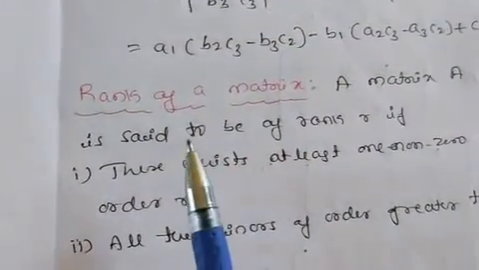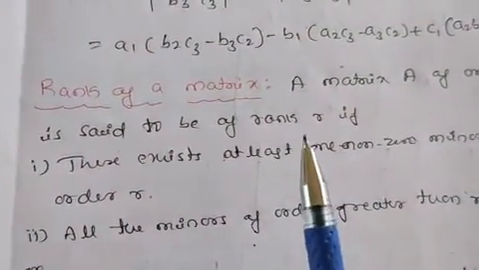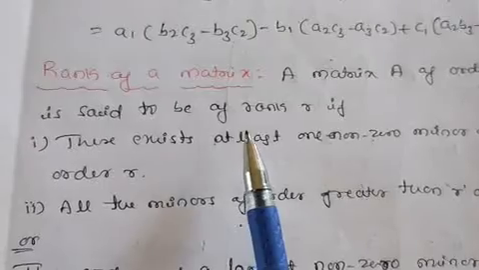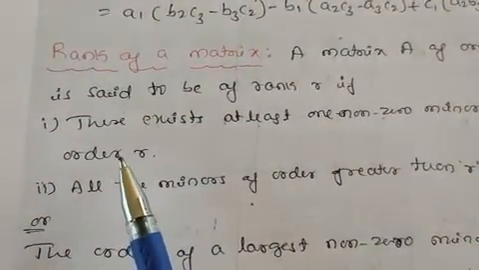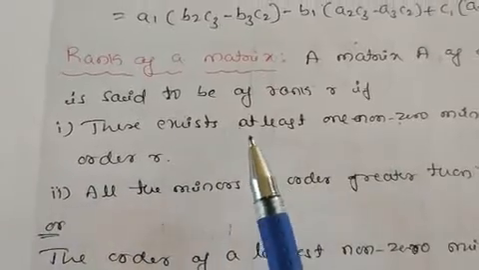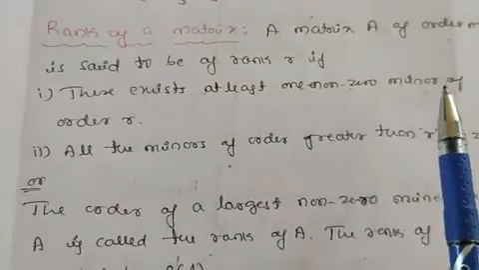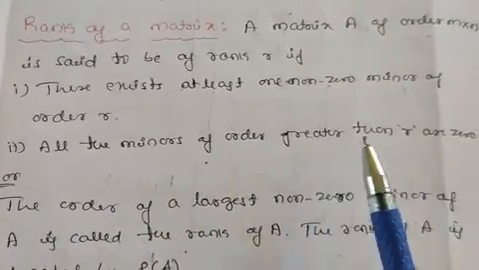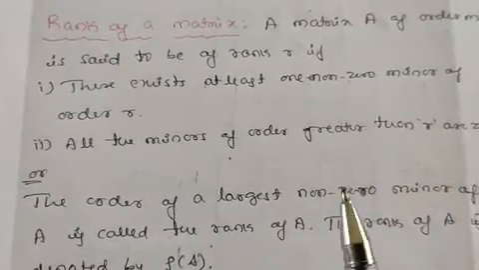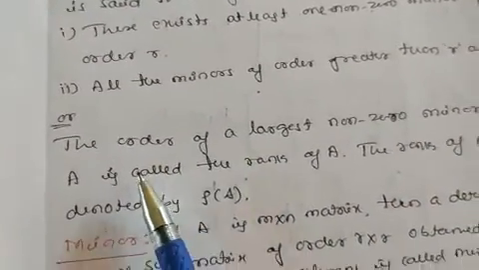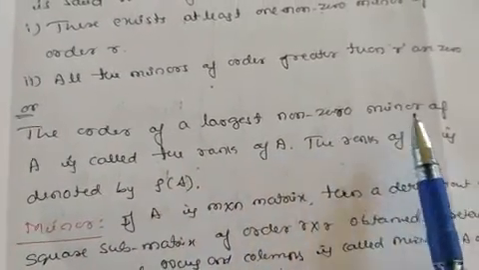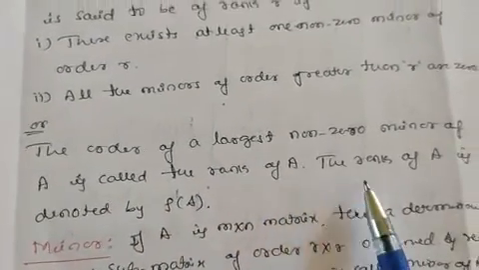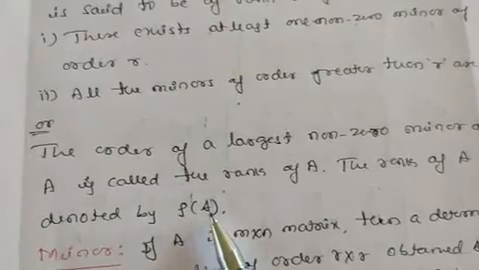Next one is the rank of a matrix. A matrix A of order m by n is said to be of rank r if there are 2 points: first, there exists at least one non-zero minor of order r, and next, all the minors of order greater than r are 0. We can also say the order of the largest non-zero minor of matrix A is called the rank of A. The rank of A is denoted by rho of A.